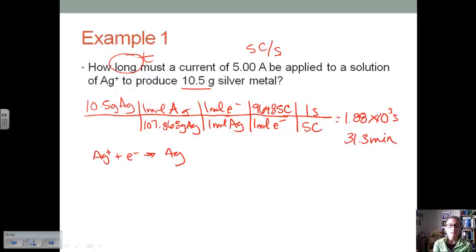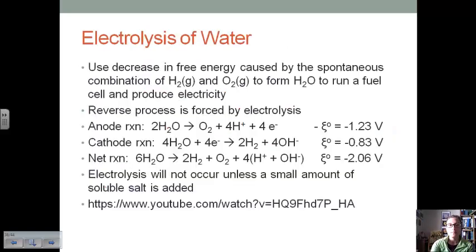So grams to moles, moles of silver to moles of electrons using the half reaction, moles to coulombs using Faraday's constant. An amp is a coulomb per second, so 5 amps is 5 coulombs per second, and that gives us our time unit. Okay, so let's look at some other uses of electrolysis.